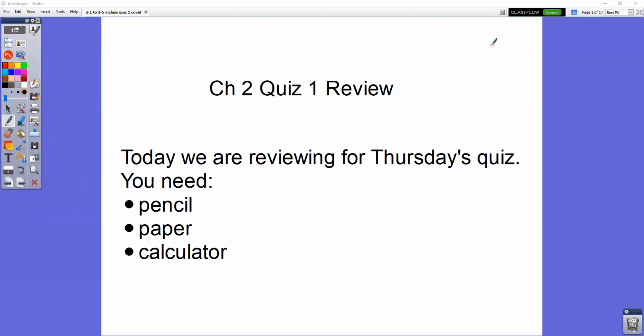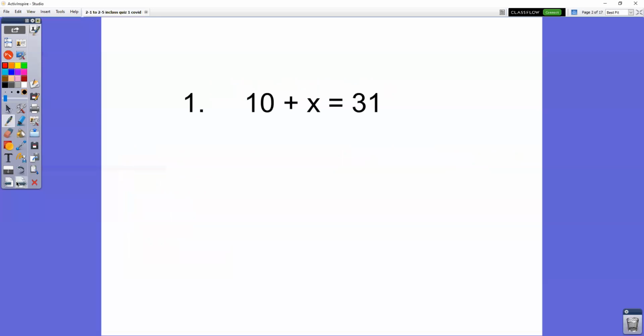So we're reviewing for the Chapter 2 Quiz 1. I'm going to put a question up on the screen, and then you can do it, and I will go over it. So question number 1, 10 plus x equals 31. Go ahead and solve that one, please.